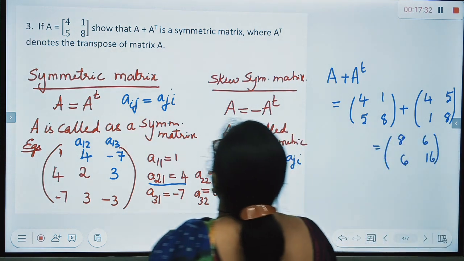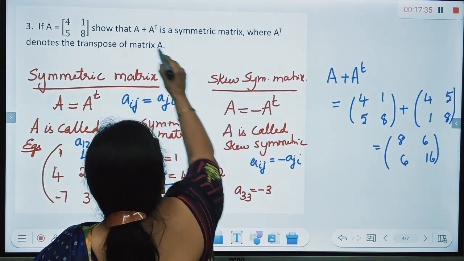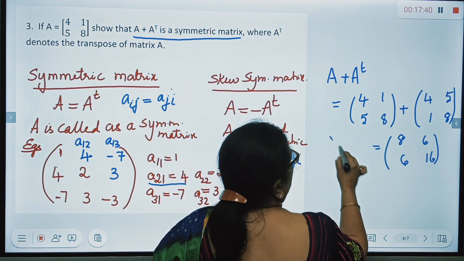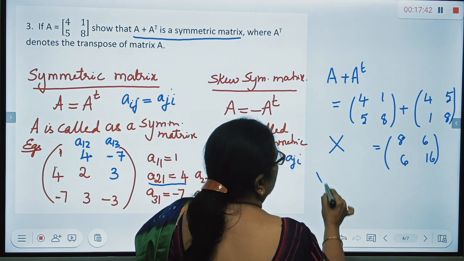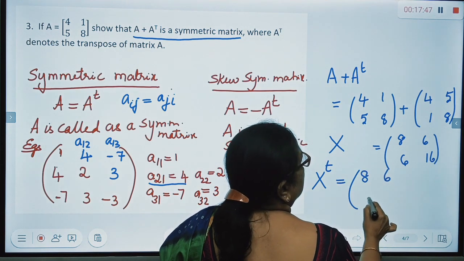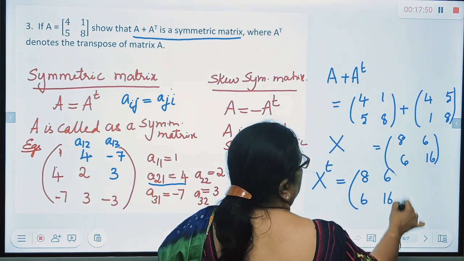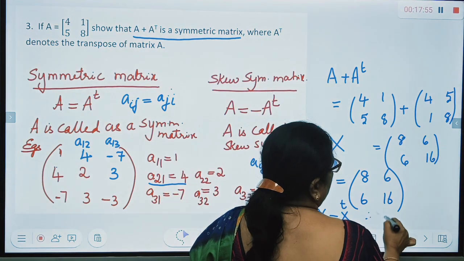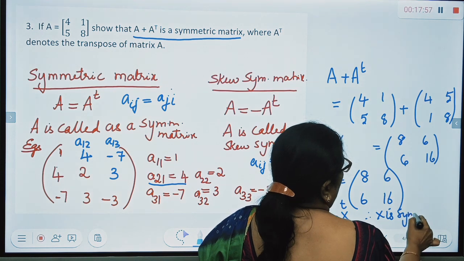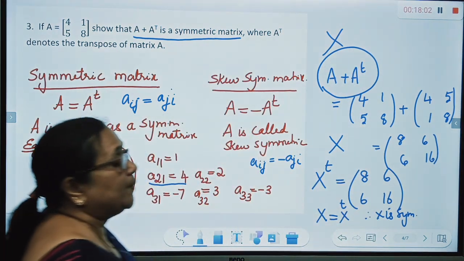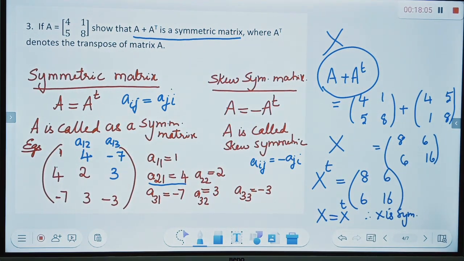Now, the question is whether this is symmetric. So, let me call it X. Now, what is X transpose? X transpose will be 8, 6, 6, 16. So, X equals X transpose, therefore, X is symmetric. What is X? X is nothing but A plus A transpose. So, A plus A transpose is a symmetric matrix, which is what we were asked to verify.